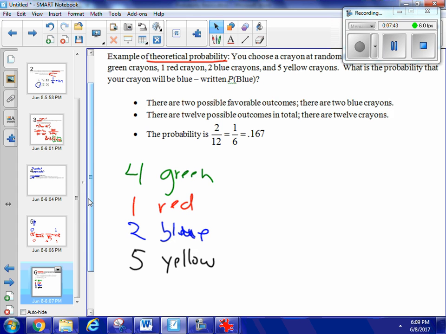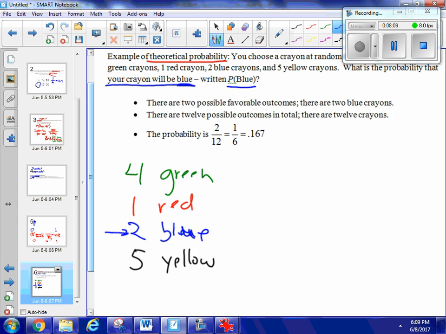And I would like to know, what is the probability that if I pick one at random, it will be blue? Now, notice the notation here. You're going to have to know this notation. I would write it like this: P for probability, and parentheses, blue. What is P(blue)? Well, there are 2 possible favorable outcomes, because I only have 2 blue crayons. So that's going to be my numerator.